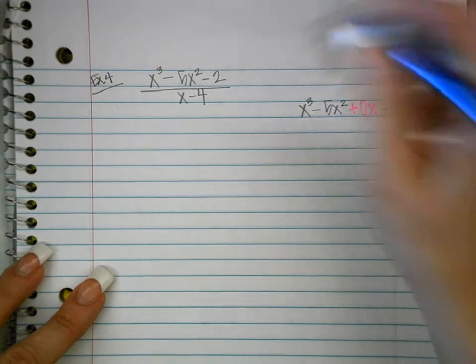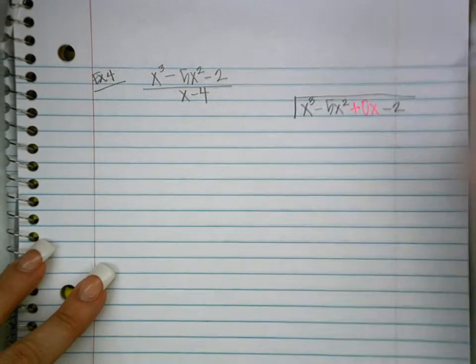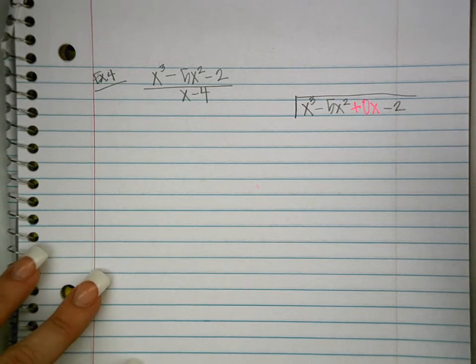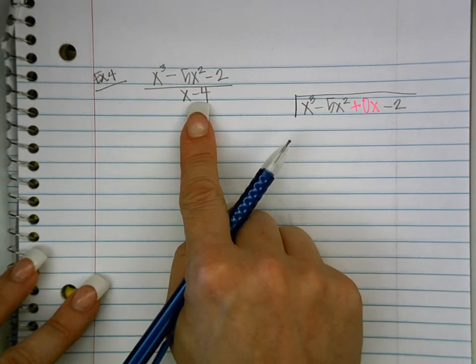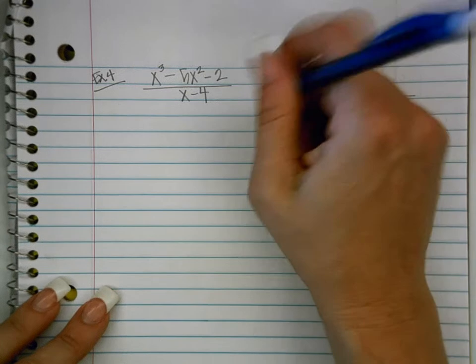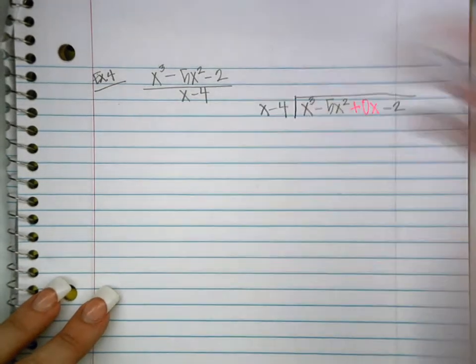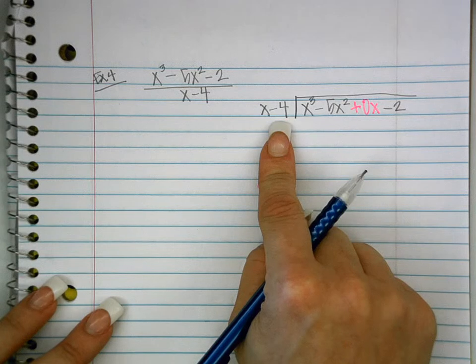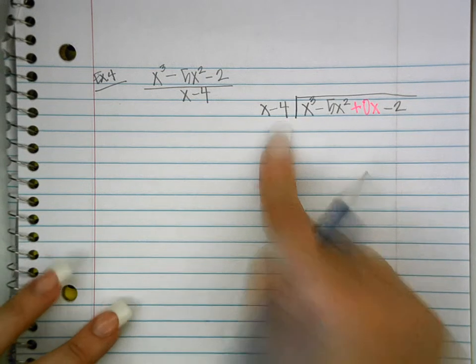If you don't put in that 0x, things will not line up nicely, and it just makes it way more difficult than it needs to be. Okay? It can also happen in the denominator. Here, these are in descending order, but if there was a gap, if there was something missing, you should also look to put in the missing link there. Then we can do our regular division problem.